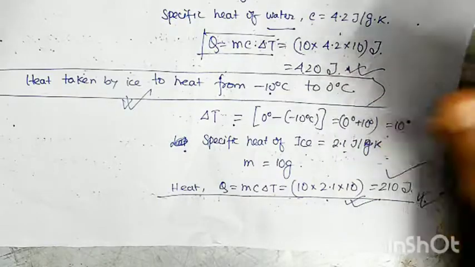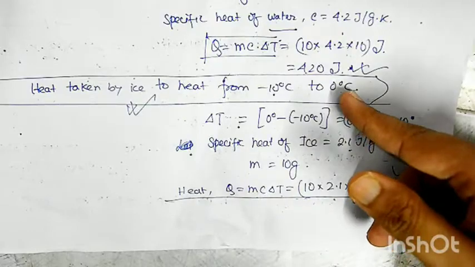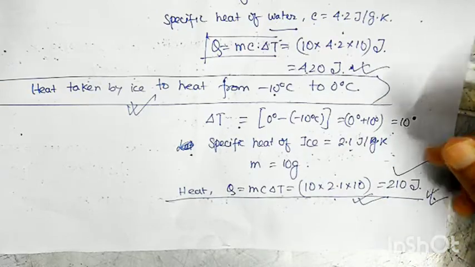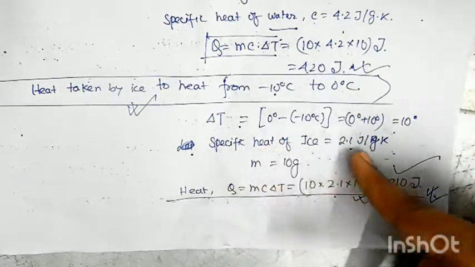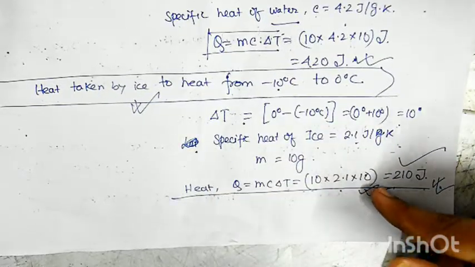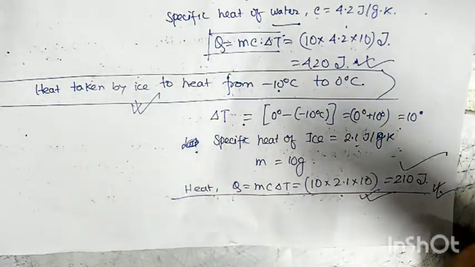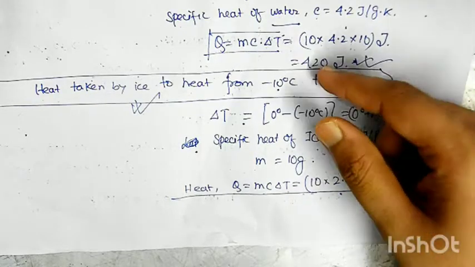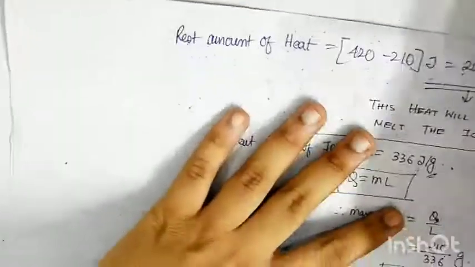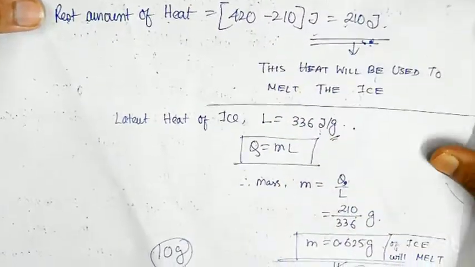The next portion, the heat taken by ice to heat from minus 10 to 0 degree. Now this heat will be gained by the ice. But will it gain complete amount of heat? Let's see. The ice is going to 0 degree centigrade from minus 10. So temperature change 0 minus of minus 10, that is plus 10, delta T is plus 10. Specific heat of ice is given in grams, mass is also in grams. I just multiplied these three quantities and I got 210 joule. So the ice comes to 0 degree centigrade by taking 210 joule of heat, though 420 joule of heat is available. So the rest amount of heat, 420 minus 210, that is 210 joule, is also left.